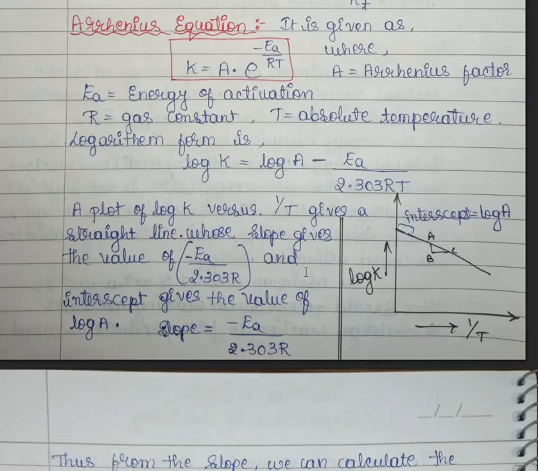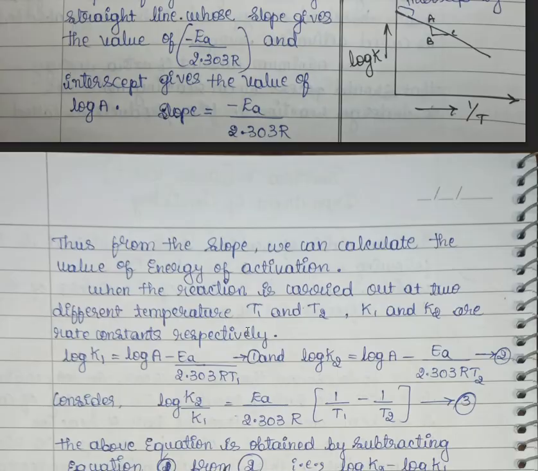So here we are plotting a graph of log K versus 1 by T. So we are getting a slope. That slope will give us minus Ea divided by 2.303 R. By using the slope calculation, we can calculate the energy of activation. This is the graphical method of the Arrhenius equation.